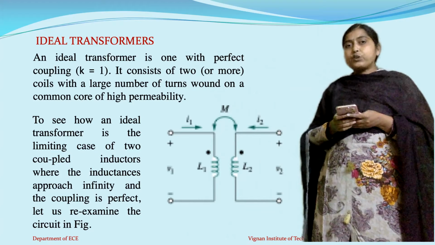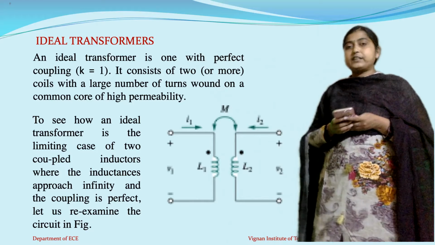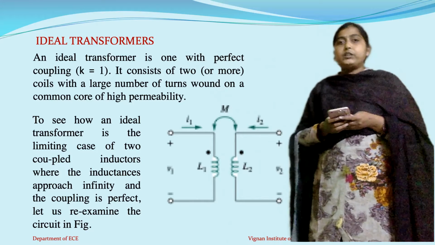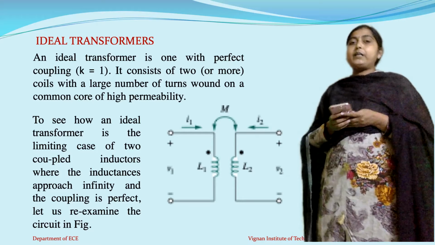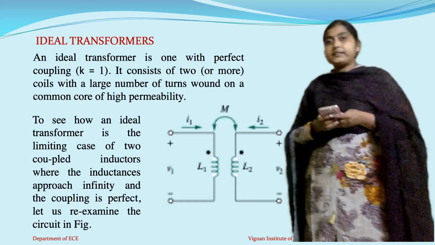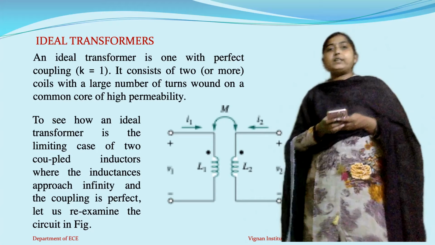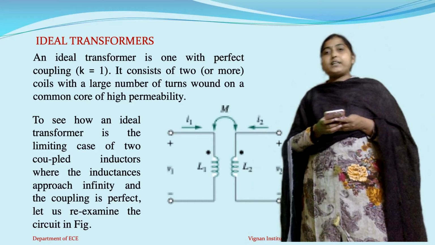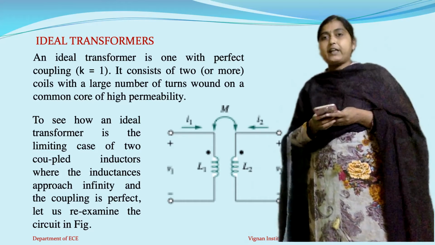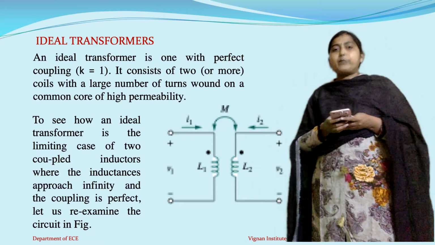So an ideal transformer is one with perfect coupling, K equal to 1. It consists of two or more coils. We know that inductors are nothing but coils with a large number of turns wound on a common core of high permeability. So an ideal transformer has perfect coupling with K equal to 1, and consists of two coils with a large number of turns wound on a common core of high permeability.